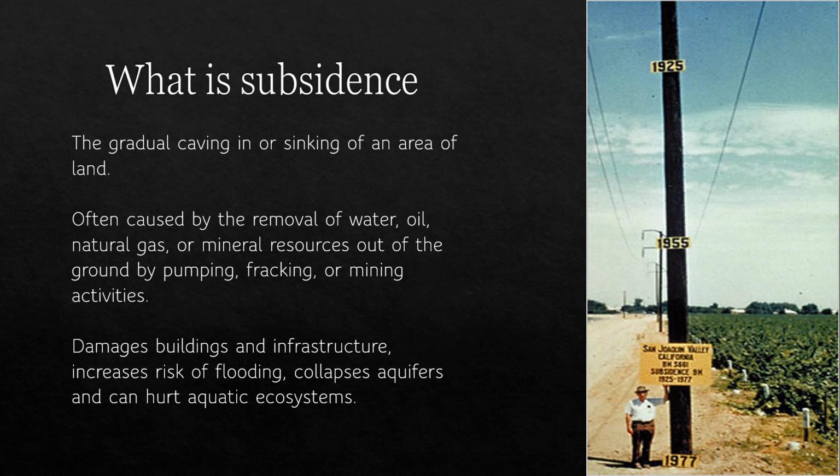As you can see on the right-hand side, that's just showing from 1925 to 1977. That's all caused by groundwater pumping. Tectonic plates movement and their land subsidence maybe causes a millimeter every 100 years or so. It's very slow. But groundwater pumping and fracking and oil drilling all cause subsidence at much, much faster rates. It damages buildings and infrastructure and increases the risk of flooding, collapses aquifers, meaning they can't be refilled, and can hurt aquatic ecosystems.